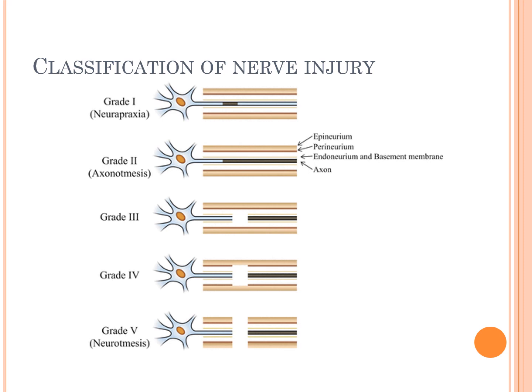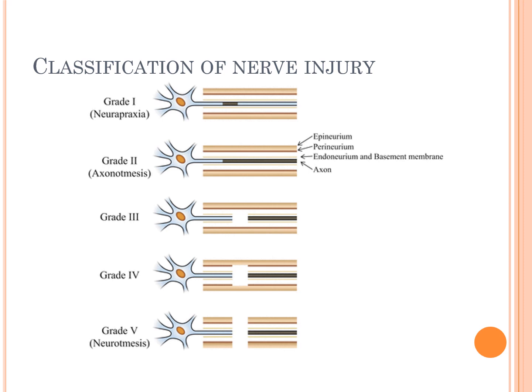All the encapsulating layers will be intact. You know this, right? So this is the most common type. Neurapraxia is the most common type. Only because there is mild demyelination, the prognosis is good and spontaneous recovery occurs within minutes.